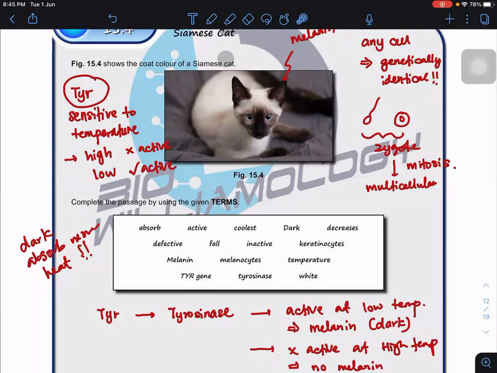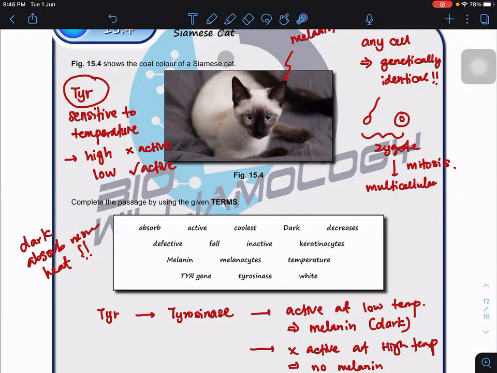So this cat, if you look at it, the whole body, when they are still in the uterus of the mom, in the mother's uterus, you can see that when they are born, they are still white, even at their ears and their paws and their palms, the legs, all white because they're still warm. But after they are born, when they grow up, you can see that they start to develop dark color at the face, dark color at the ear, dark color at the extremities, because at that part the body temperature is low.